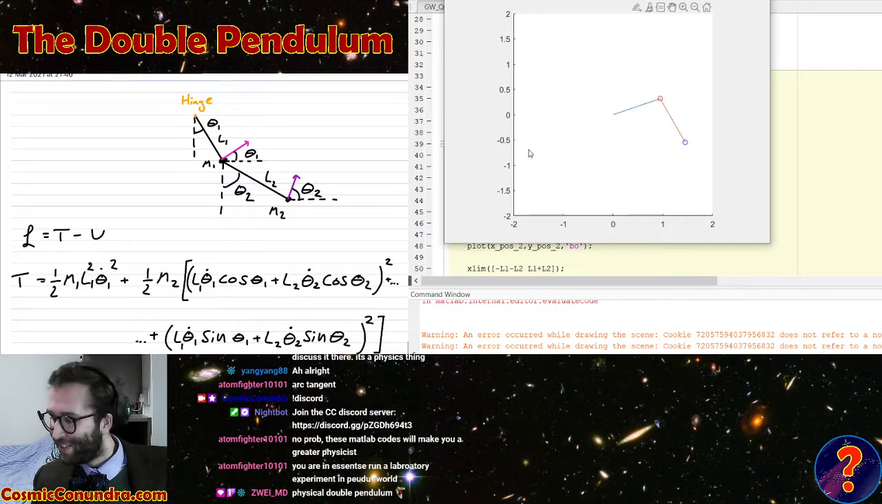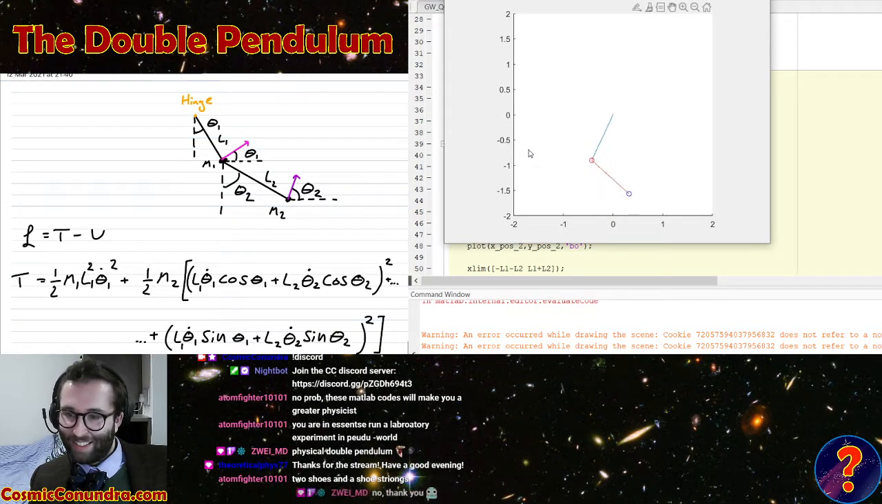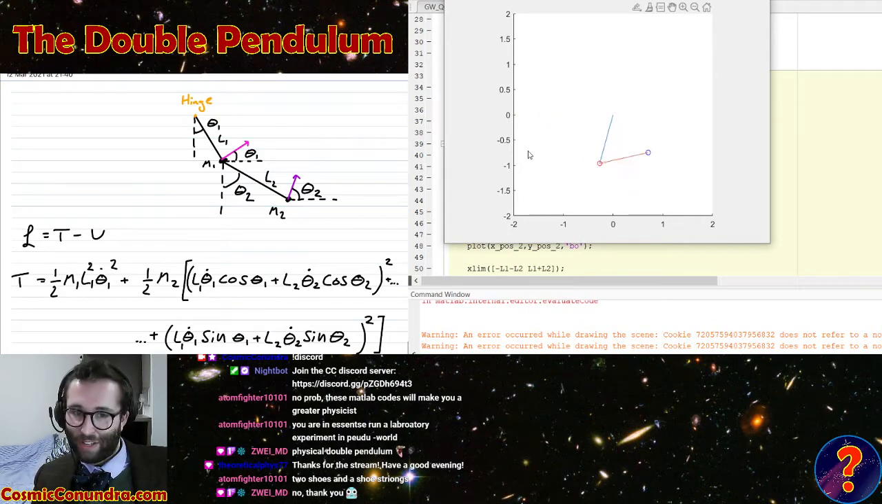Not a physical double pendulum. Actually, that could have worked. Two shoes and a shoestring. I was thinking I would have to do it with rods, because this one was with rods, but with a string, that would have been very doable. That's a good point. This is why I'm not an experimentalist. I don't have that ingenuity to think of these things. But no, that's a good point. I should have done that.